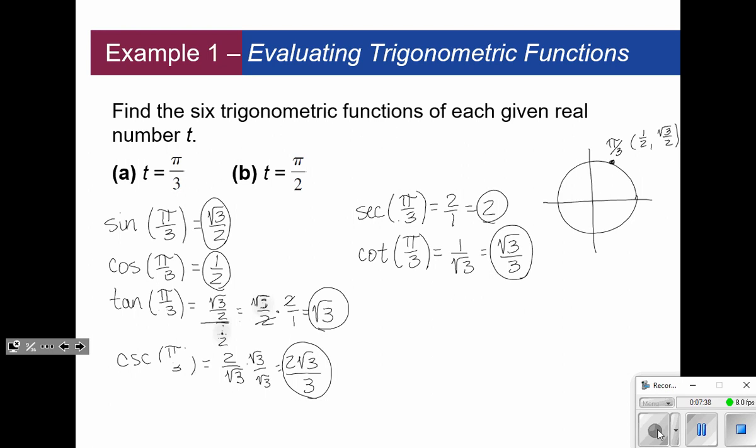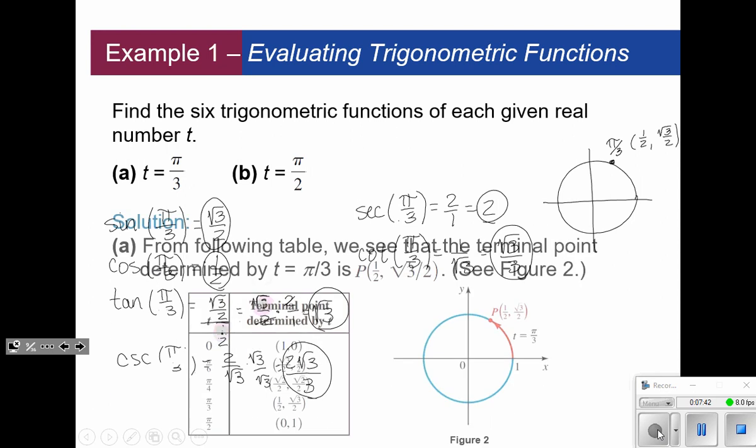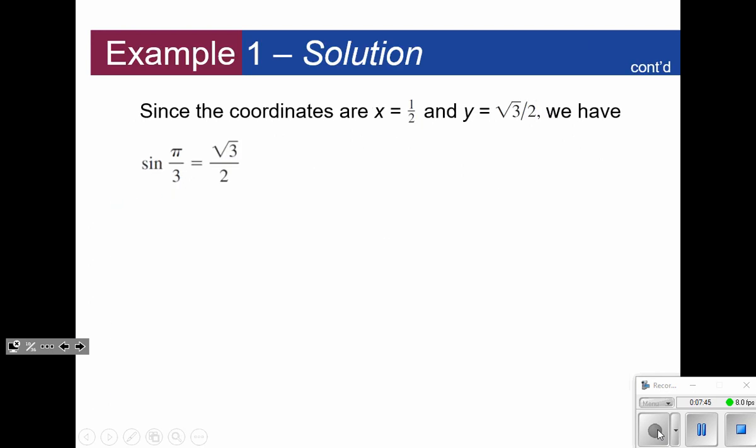Okay, did everybody understand the process here? Okay, all right. Let's keep going, obviously. And they go, oh, I don't want to do all of these. Come on, come on, come on.